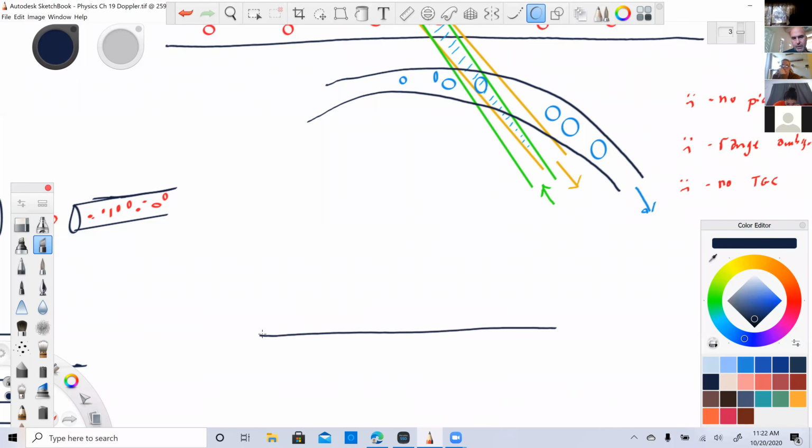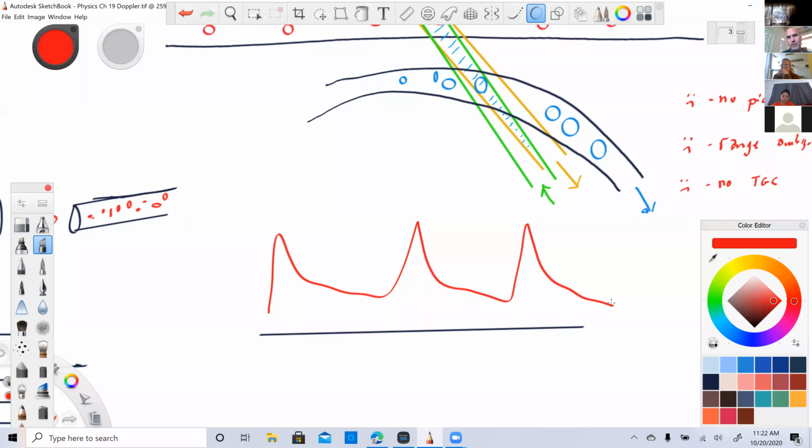So in the case that I just drew right there, we might have an artery and a vein. So venous flow below the baseline, arterial flow above.